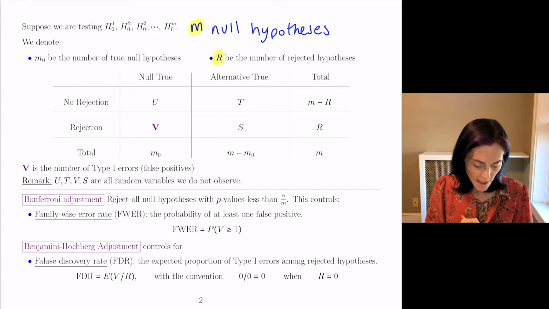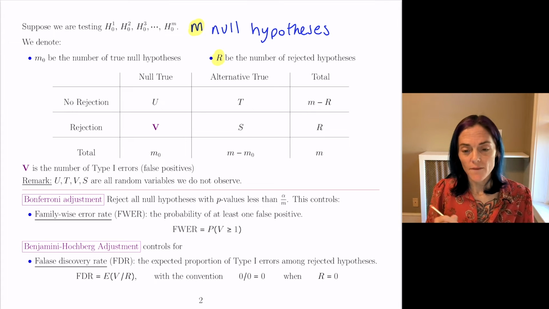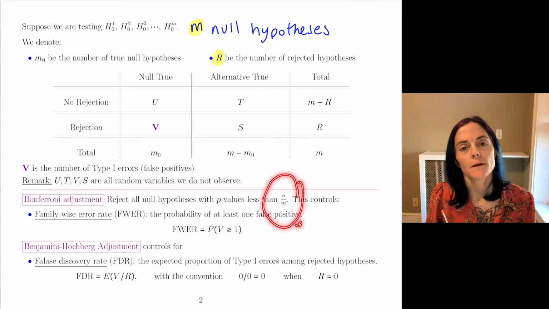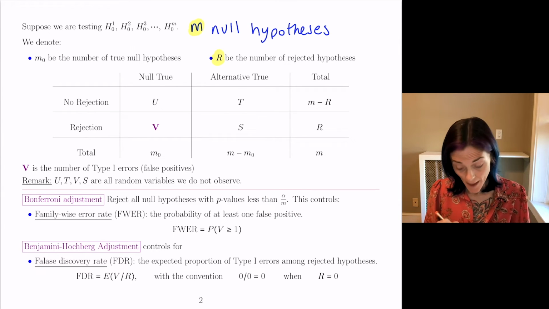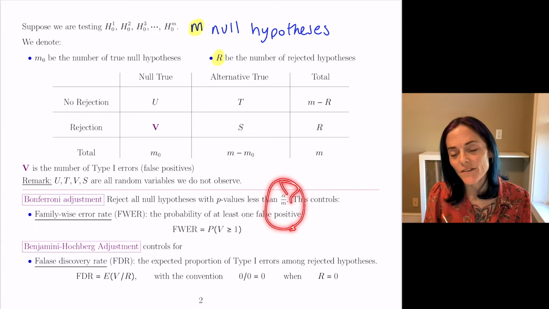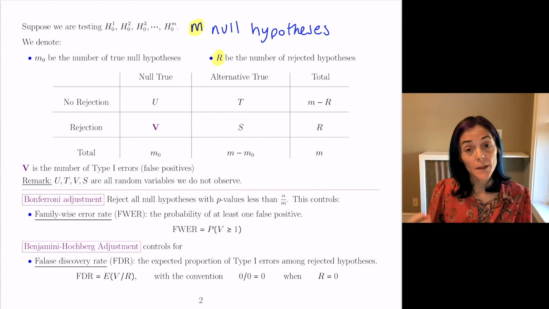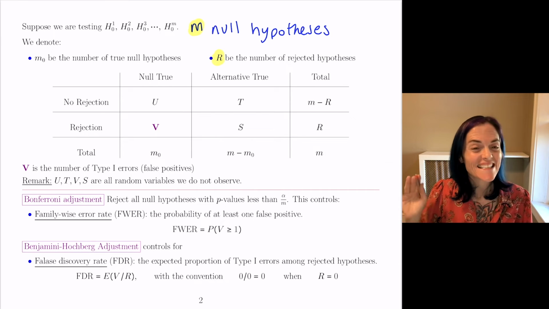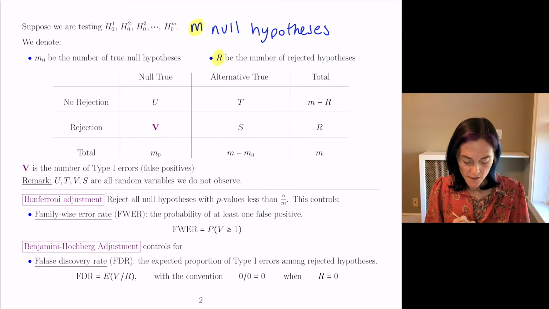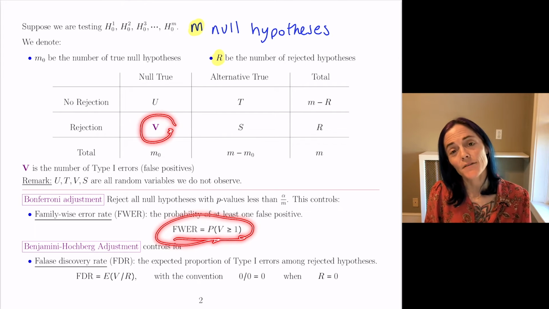In the Bonferroni adjustment, we just reject all null hypotheses with p-value less than alpha over m. So if you have m null hypotheses, significance level alpha, we just divide alpha over m, and this is kind of a new cutoff. Now this controls what's called the family-wise error rate. It's the probability of at least one false positive, or the probability of at least one type 1 error. This family-wise error rate is the probability that this V is greater than or equal to 1.